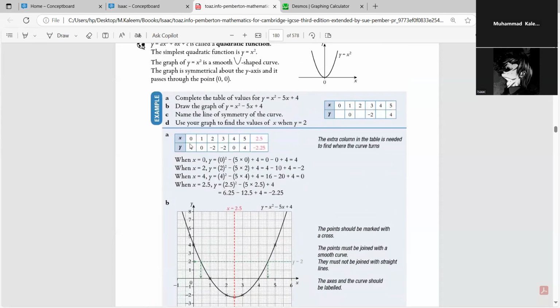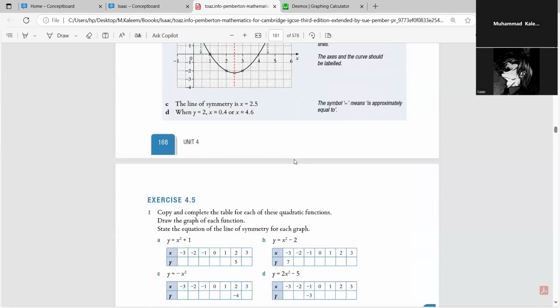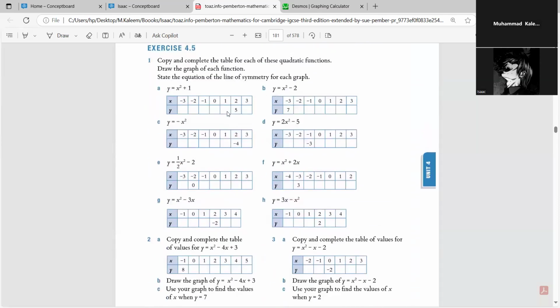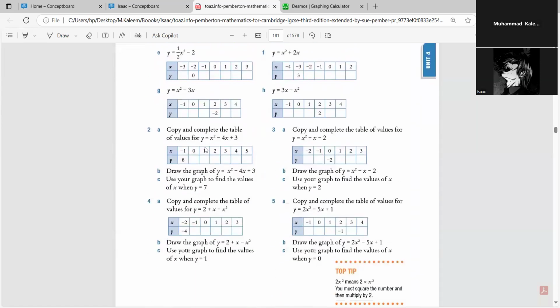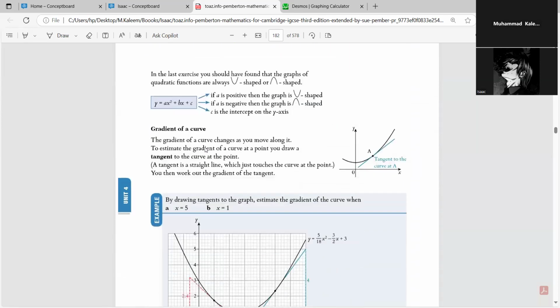Oh, they are using the table method. This is very easy. You did this method, right, at school? You just have to complete the table. It's the easiest way ever. And the thing that I explained to you, it's here.